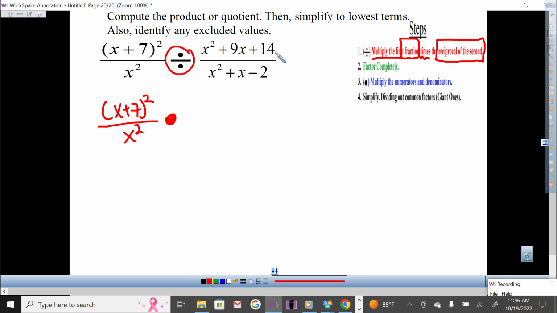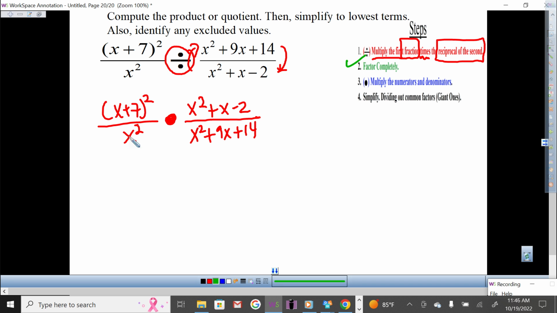What does that mean by the reciprocal? Yeah, you flip it, right? So we end up with x squared plus x minus 2 over x squared plus 9x plus 14. Okay? All right. And the rest is the same. Let's go with our next step, which is what? Factor completely. So this one is x plus 7 to the second power.